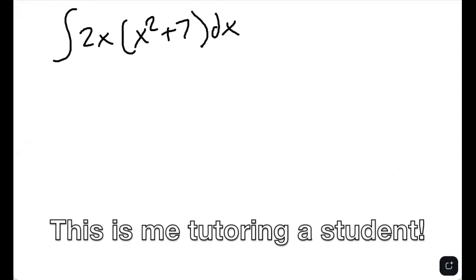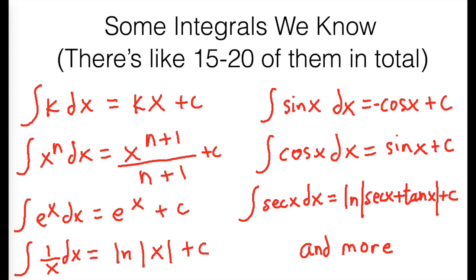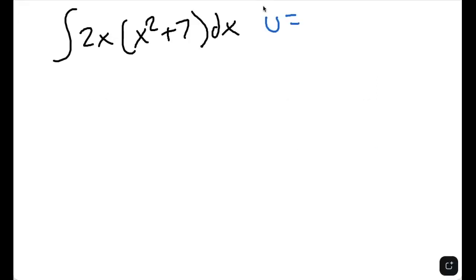2x times x squared plus 7. The whole idea of a U-substitution is I have those 20 formulas that I know. Those are the only integrals I can do, right? So I have to write this integral in terms of one of those. I can try to do that by writing it with a different letter.